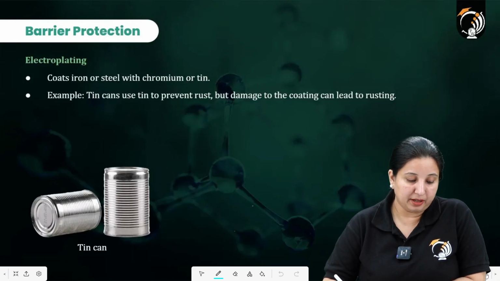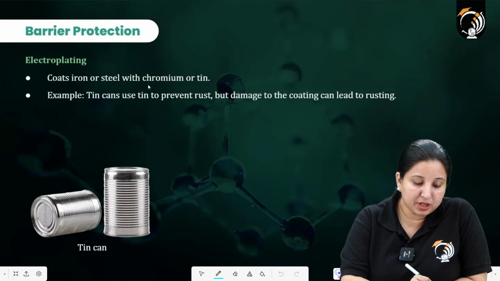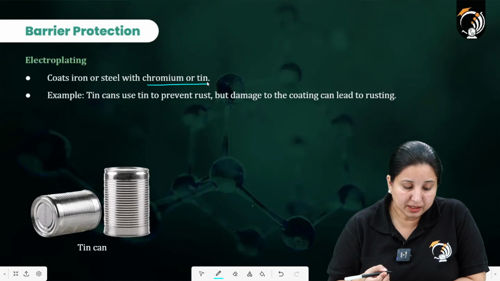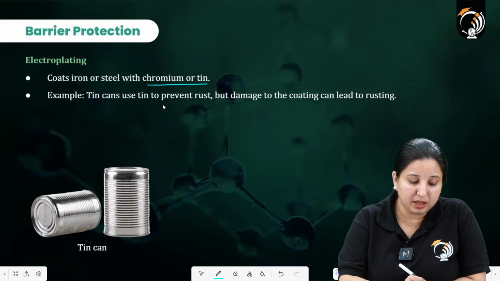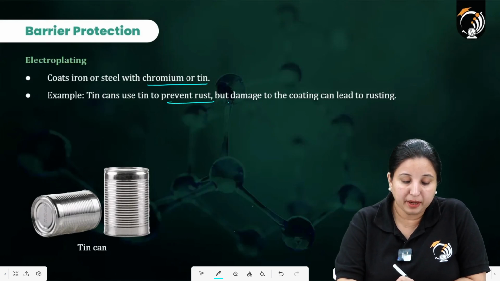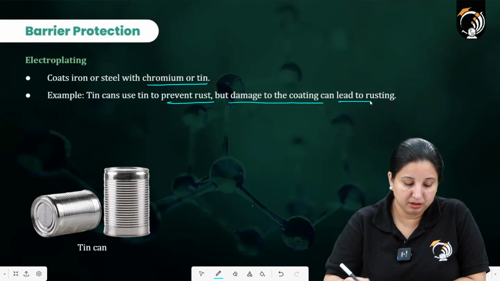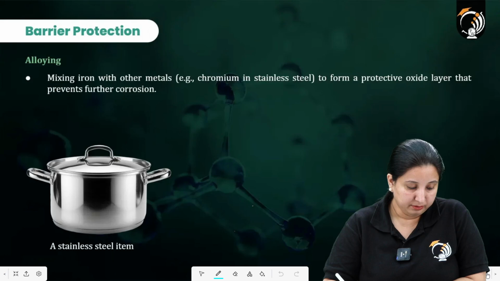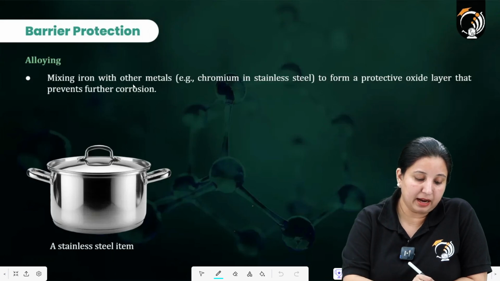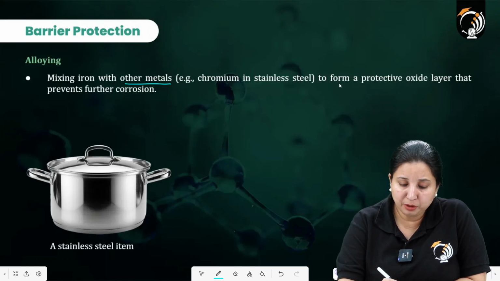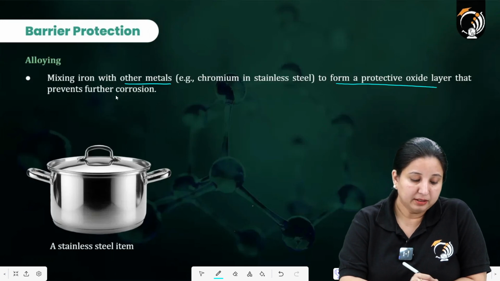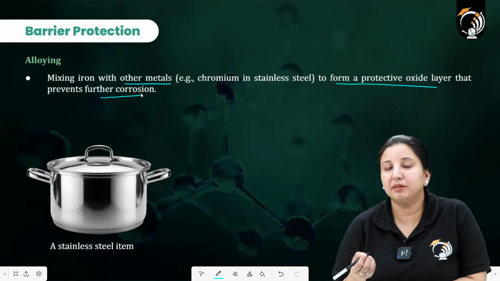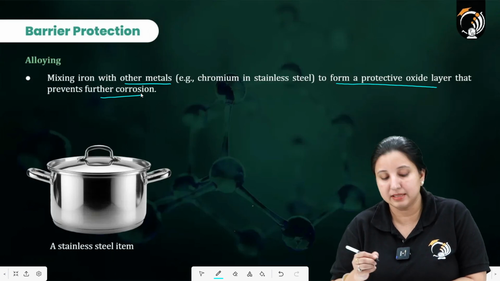Then electroplating. It coats iron or steel with chromium or tin. Like tin cans, they use tin to prevent rust, but damage to the coating can lead to rusting. Then alloying. Mixing iron with other metals to form a protective oxide layer that prevents further corrosion. For example, we use chromium in the case of stainless steel.